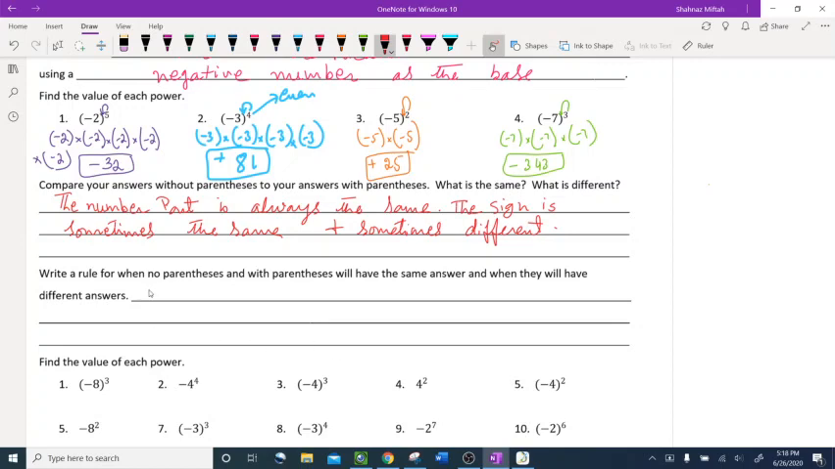Write a rule for when no parentheses and with parentheses will have the same answer and when they will have different answers. Okay, this is what I just explained to you guys, the odd and even thing.